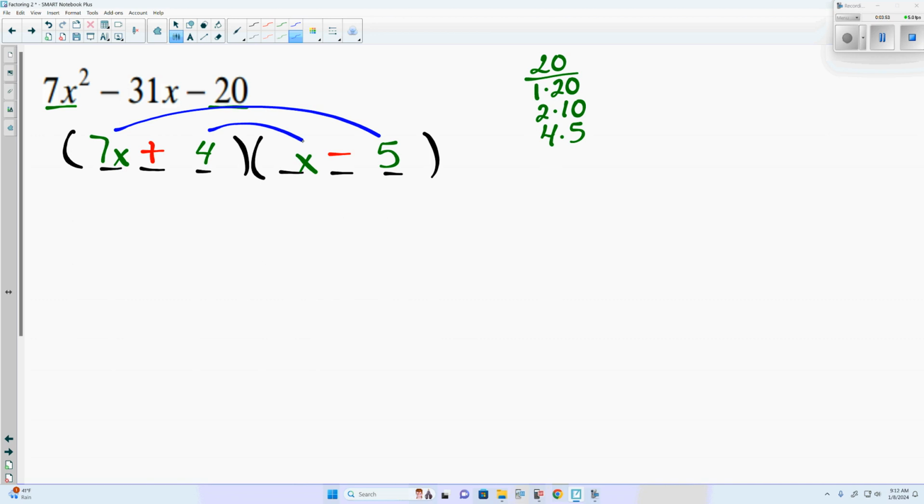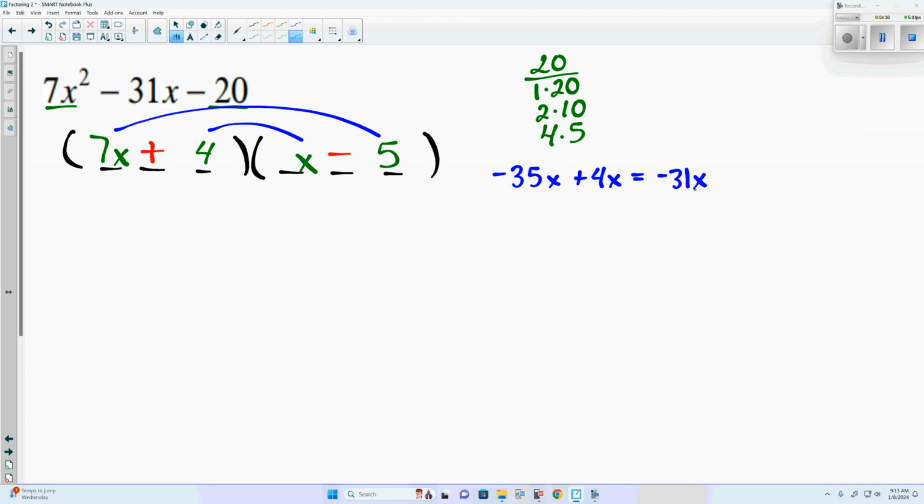Now, we're not going to have to multiply the 7x and x, because that's going to give us 7x squared, and well, we got 7x and x from 7x squared. 4 and our negative 5 came from negative 20, so we don't necessarily need to check those. But our 7x times negative 5 is negative 35x. Our positive 4 times x would be plus 4x. And negative 35x plus 4x is negative 31x.